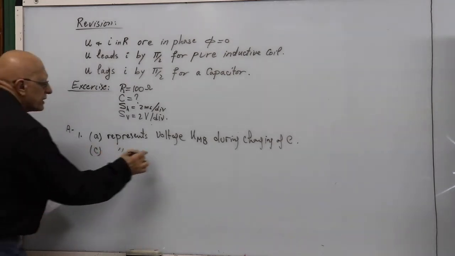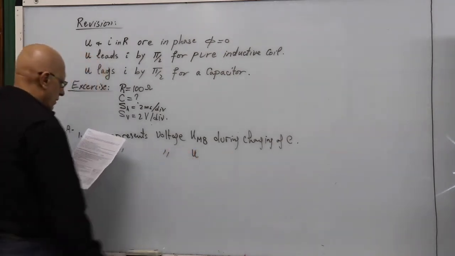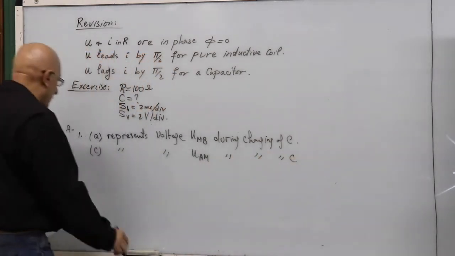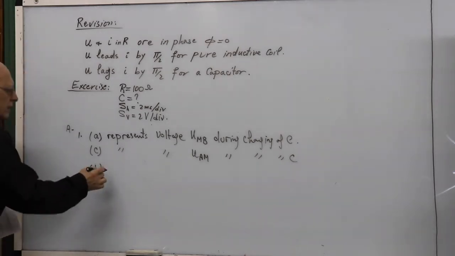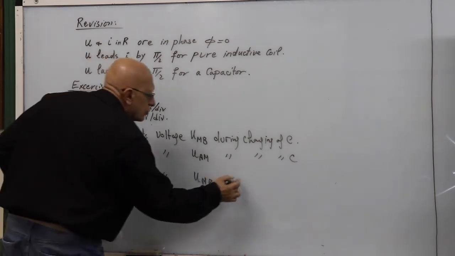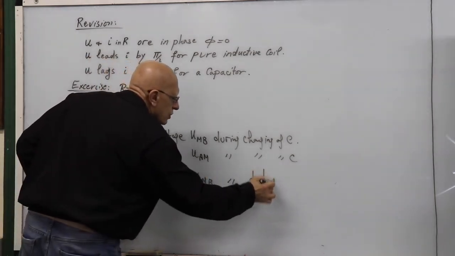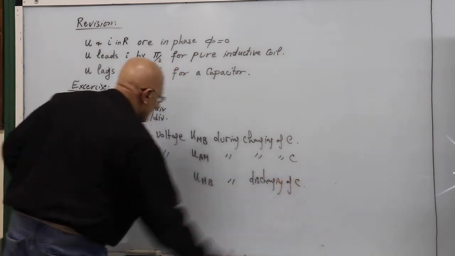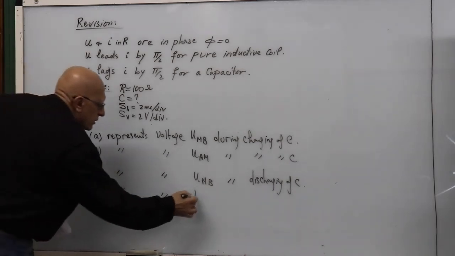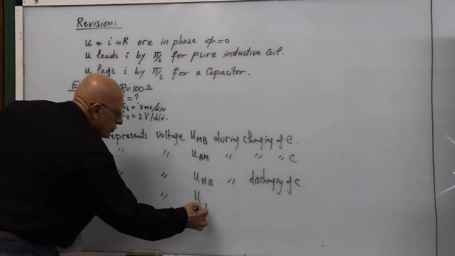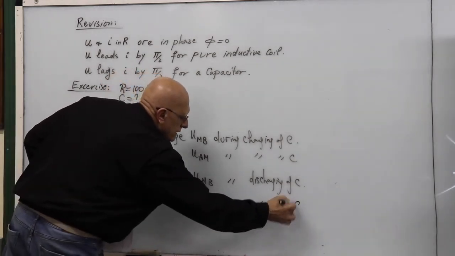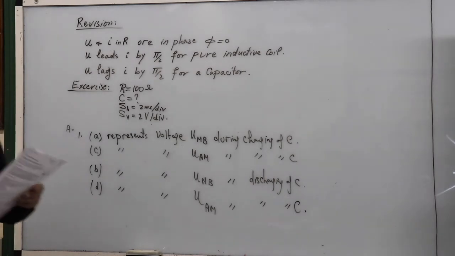Part C represents voltage UAM during charging of C, and B represents voltage UMB during discharging of C. And the last one, D, represents voltage UAM during discharging of C. Okay, this was part 1.